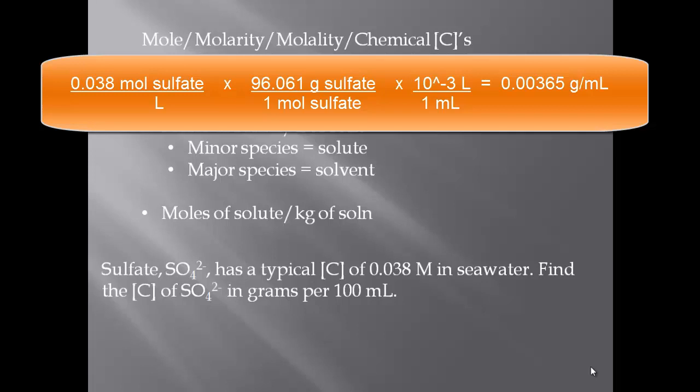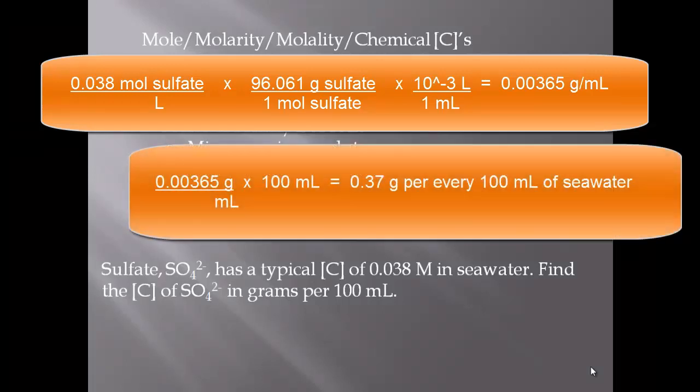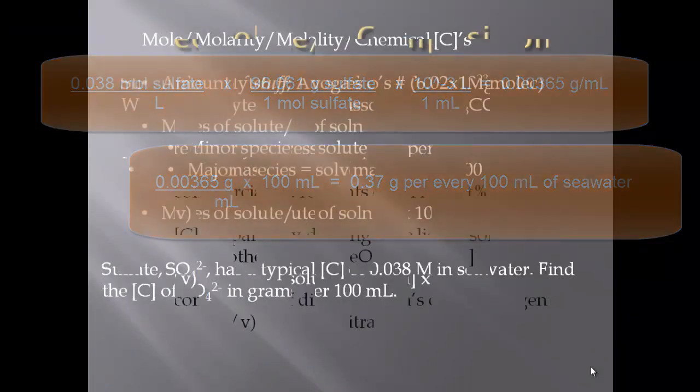So that is the concentration of sulfate in grams per mL, and it happens to be 0.00365 grams per mL, but they want to know grams per 100 mL. So you just go ahead and multiply that times 100, and that would give you the answer. There's 0.37 grams in 100 mL of seawater. We haven't talked about significant figures because there's a whole section, but right now I just want to let you know that there would be 2 sig figs in this answer. All right, let's move on.